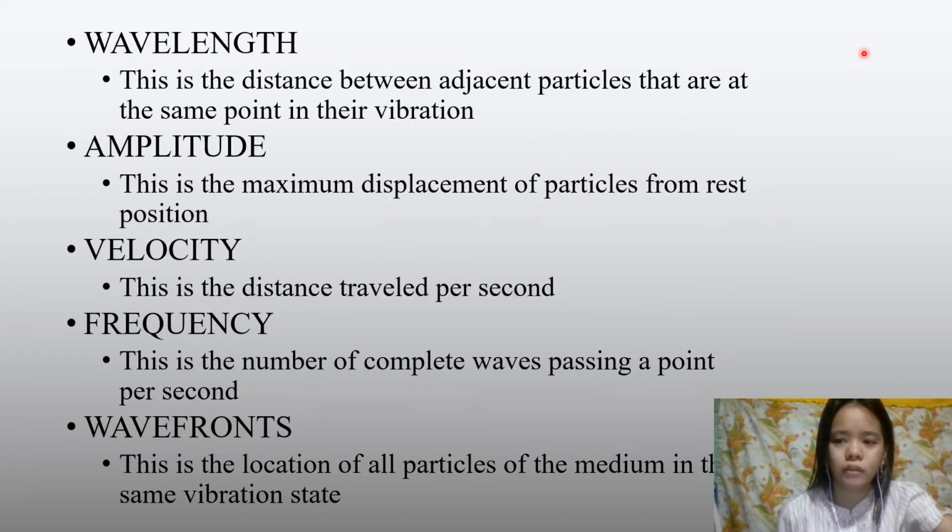So here are the terms that are important. Wavelength: this is the distance between adjacent particles that are at the same point in their vibration. In a transverse wave, it is the distance between two adjacent crests or troughs. In a longitudinal wave, it is the distance between two adjacent compressions or rarefactions. Amplitude: this is the maximum displacement of a particle from the rest position. In a transverse wave, it is the distance between the rest position and the crest.